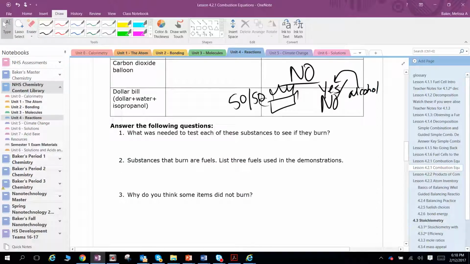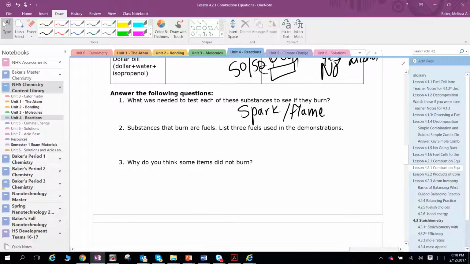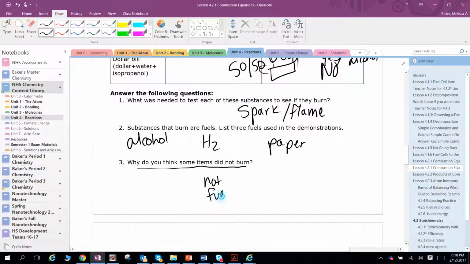So in order to test each of these substances, again, we needed that initial spark or that initial flame, and that's to break the bonds of the fuel to start the reaction. The three fuels that were used in the demonstration were the alcohol, the hydrogen, and the paper. Why do you think some items did not burn? Again, they were not fuels.